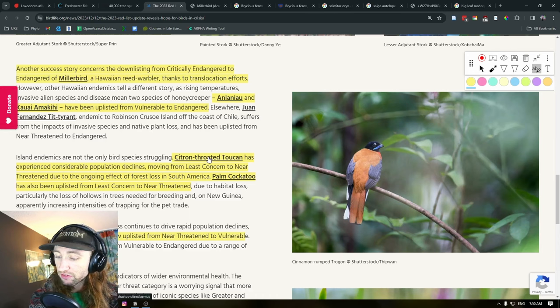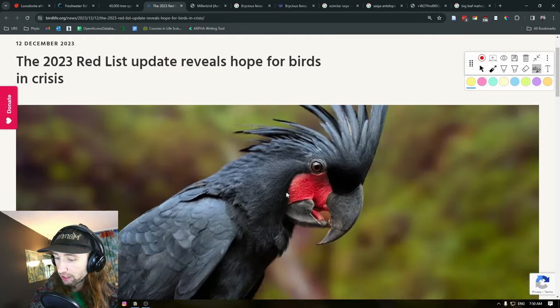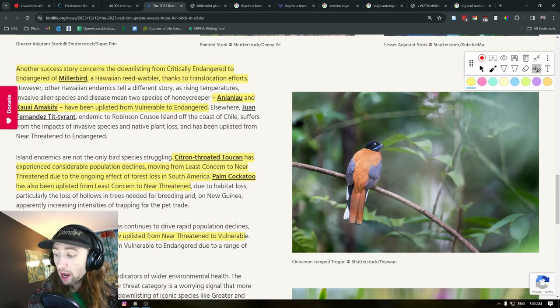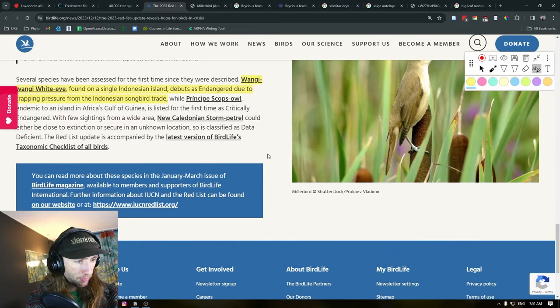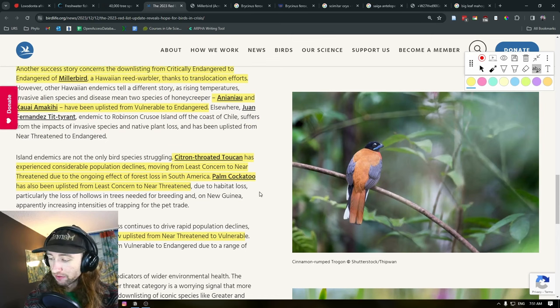So we have seen the citron-throated toucan has experienced considerable population declines, moving from least concerned to near threatened. And then palm cockatoo, which is actually up here on the top of article, that one has been uplisted from least concerned to near threatened. So it's not threatened yet, but it is getting closer. There's habitat loss happening, as well as increasing intensities of trapping for the pet trade. So I'm not going to go too much in depth. There's quite a few other species here, such as the cinnamon-rumped trogon, which is pictured here. That one is now vulnerable.